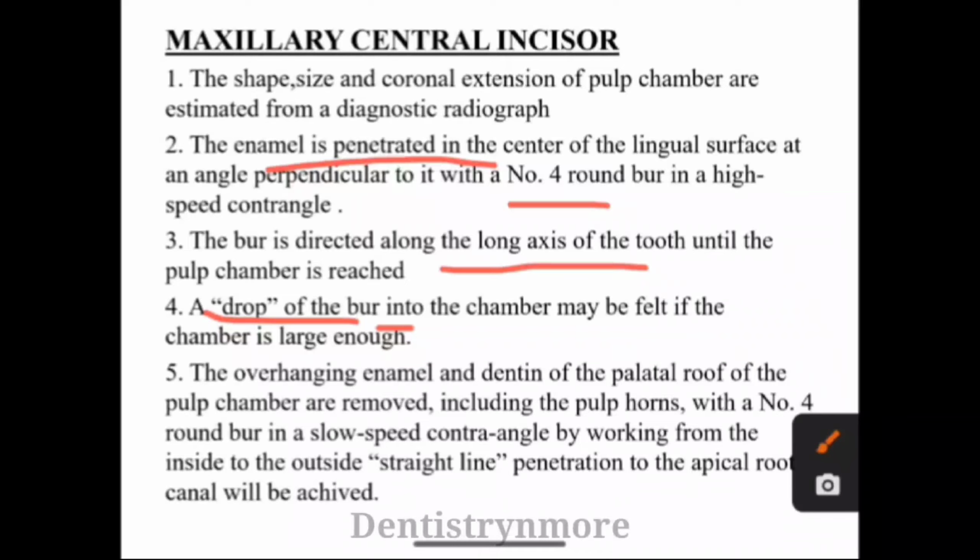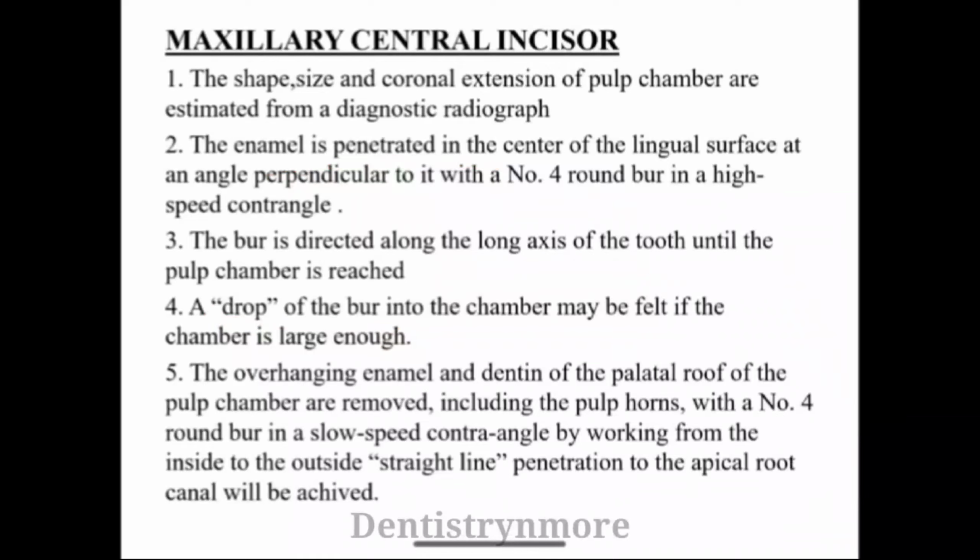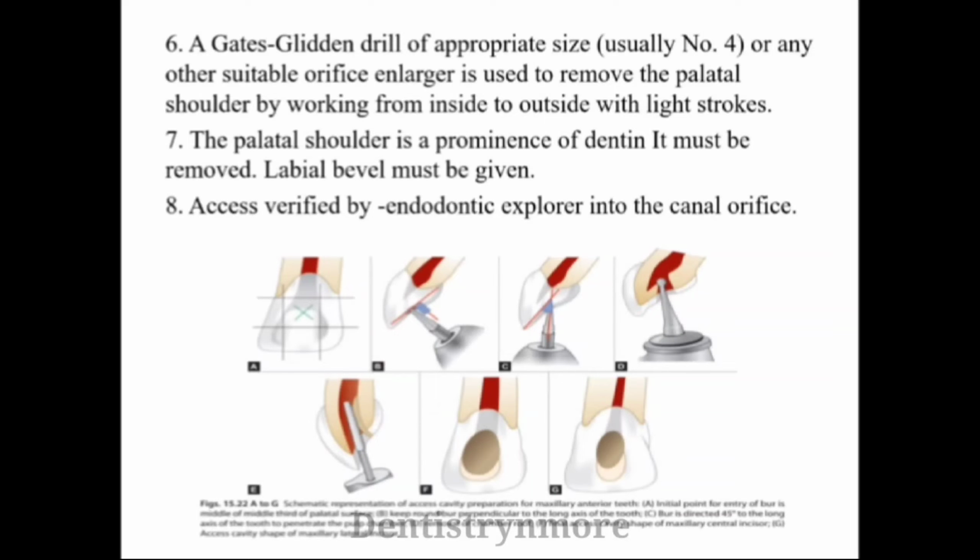By using this small number 4 round bur in a slow speed contra-angle handpiece from inside to the outside, a straight line penetration to the apical root canal will be achieved. A Gates Glidden drill of appropriate size or any other suitable orifice enlarger is used to remove the palatal shoulder by working from inside to outside with light strokes. This palatal shoulder is a prominence of dentine that must be removed, and the labial bevel must be given, and the access verified by an endodontic explorer into the canal orifice.